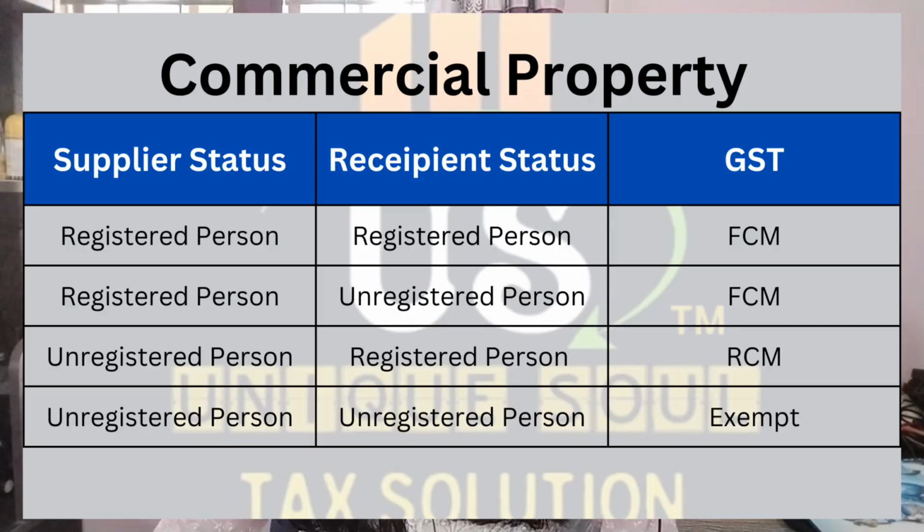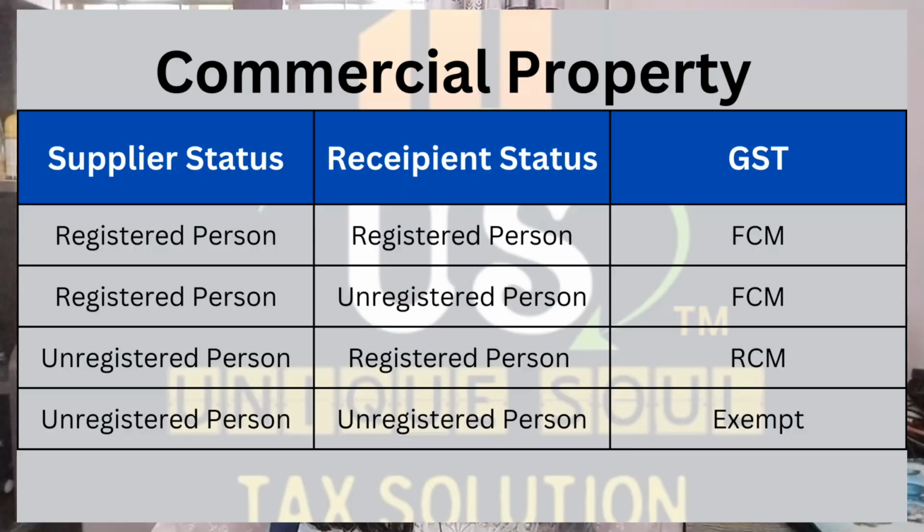In this table, you can see that when a registered person is letting a property to another registered person, it comes under forward charge mechanism. And if a registered person is providing his property to an unregistered person, in that scenario also forward charge mechanism applies. And if an unregistered person is providing his property to a registered person, in this scenario reverse charge mechanism applies, because the owner is an unregistered person.